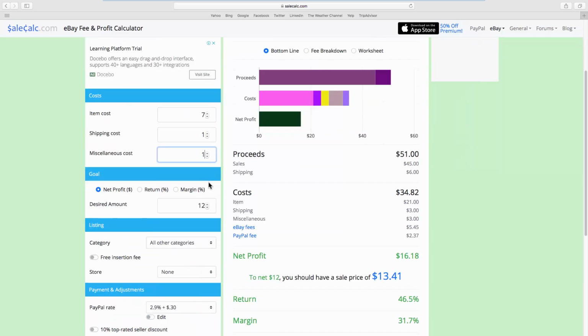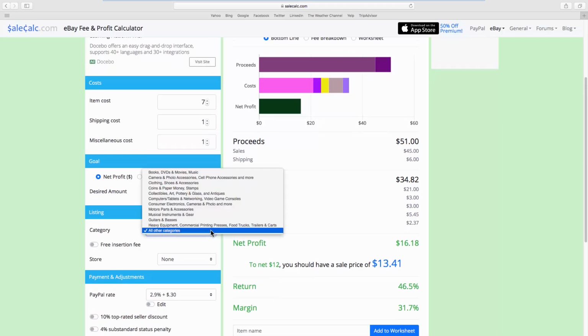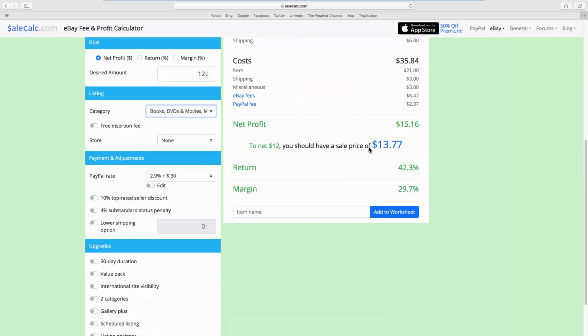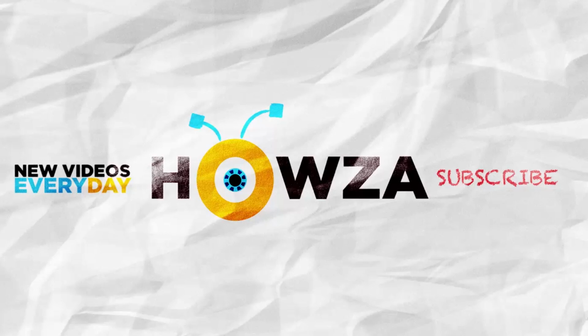Scroll down and select the listing category. You will see the calculation result on the right side of the page. That's it.